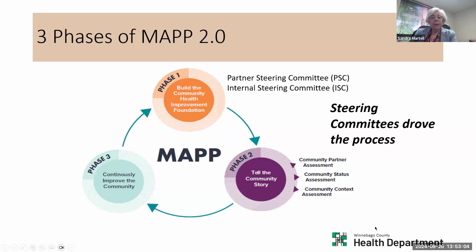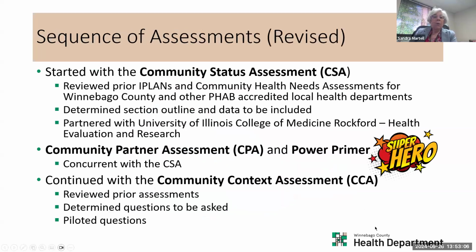Next slide, please. So this kind of gives you an idea. We started with the community status assessment. Why? Because I always say that may be considered the low-hanging fruit. Those are your big data sets that you've got. We also reviewed prior IPLANs and the community health needs assessment for Winnebago County and other accredited local health departments to find out what was being included. And again, those two committees determined what section outline and data to be included.